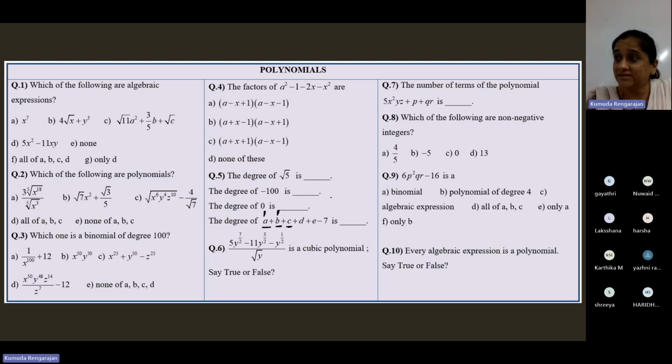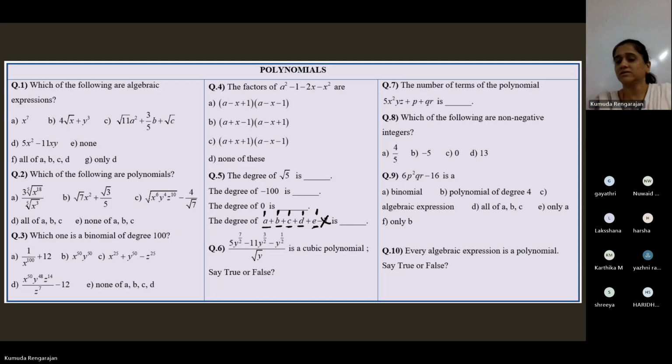C is another term. Its power is 1. D is the next term, power 1. E, power 1. This is a constant, so just ignore it. Now you're not supposed to add these powers because they're the powers of the variables in different terms.